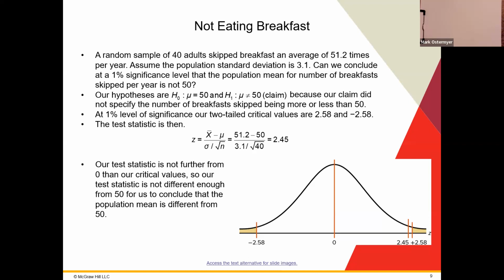Well, to say not 50 means to say it is not equal to 50, which means our hypotheses are pretty much cemented by that statement. So therefore, our alternative hypothesis would be saying that the mean number of breakfasts skipped by all adults is not equal to 50. That would be the claim. And the null hypothesis says that, yes, the mean number of breakfasts skipped by all adults in the population is equal to 50.